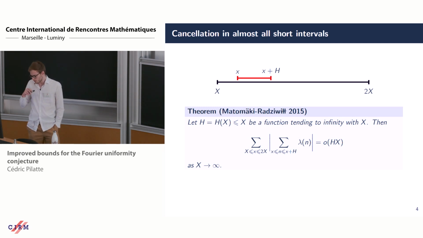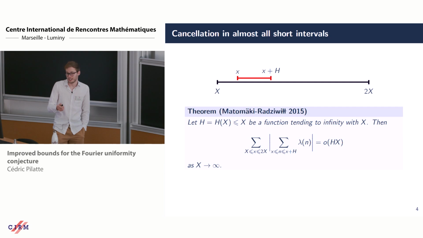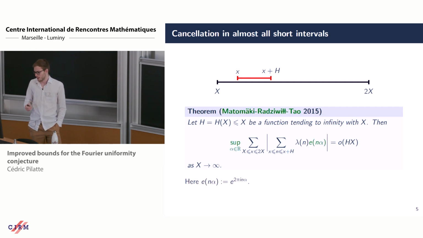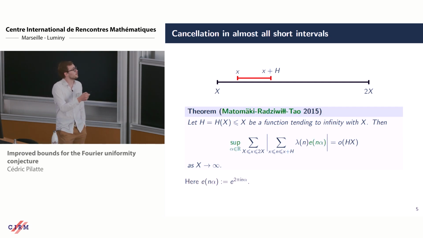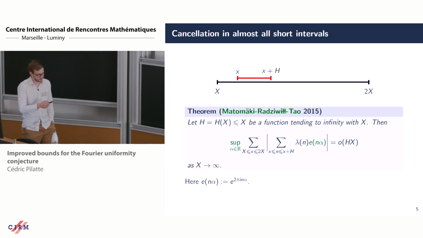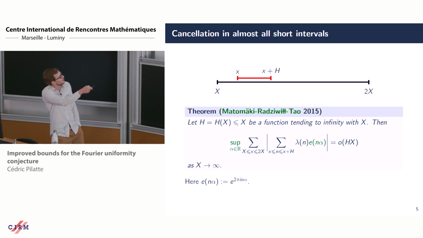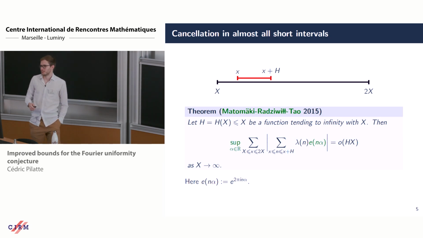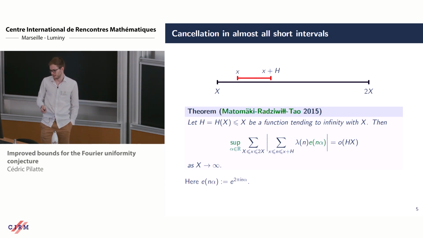And so this is very nice. And together with Tao, they showed that you can also add in some Fourier phase here, some linear phase. But importantly, you have to choose the same alpha for every little window. So if you fix your alpha, then on average, the Liouville function cannot correlate in short intervals with this linear phase.